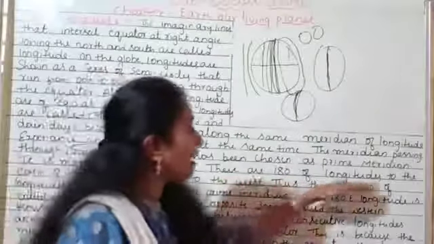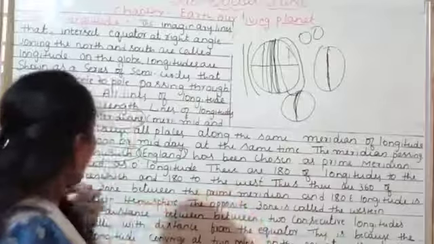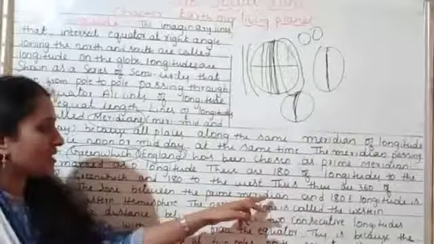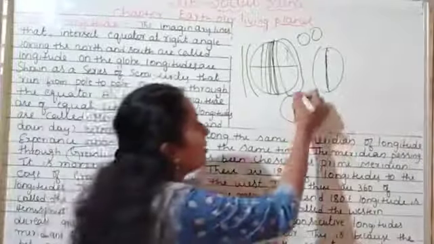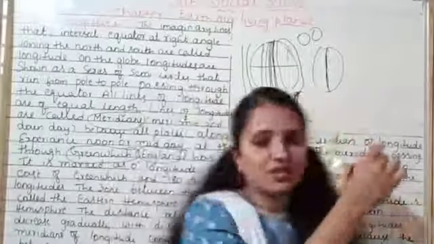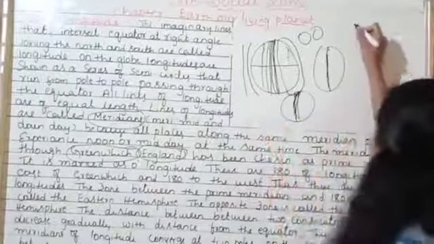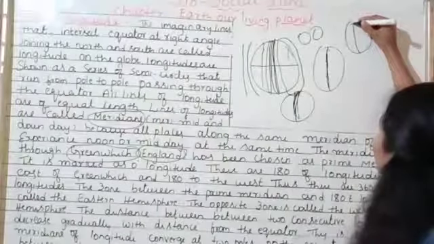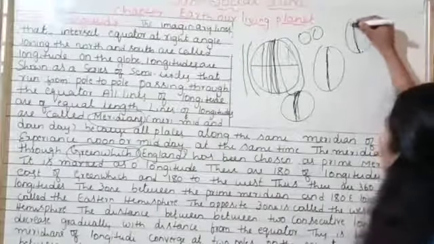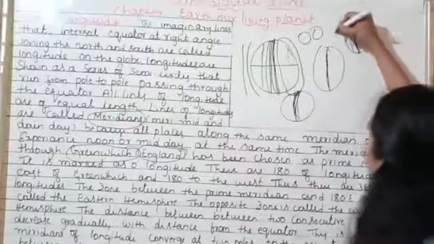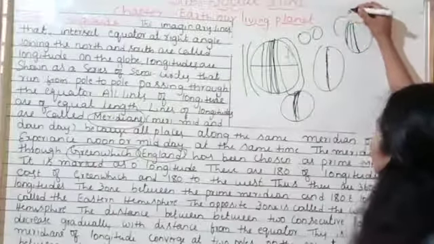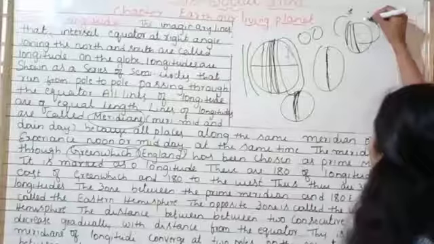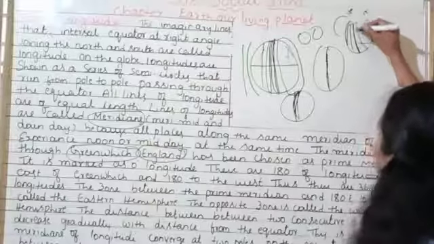There are 180 degrees of longitude to the east of Greenwich and 180 to the west. You can observe the lines passing from here to here, children. Every line from here to here, if you count 1, 2, 3 from the east side, you reach 180 degrees. From here to here, if you go west side, 180 degrees. This is the prime meridian.